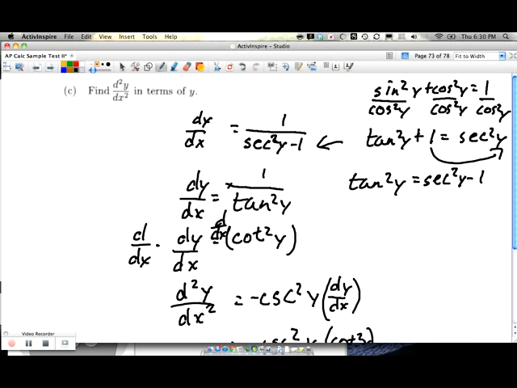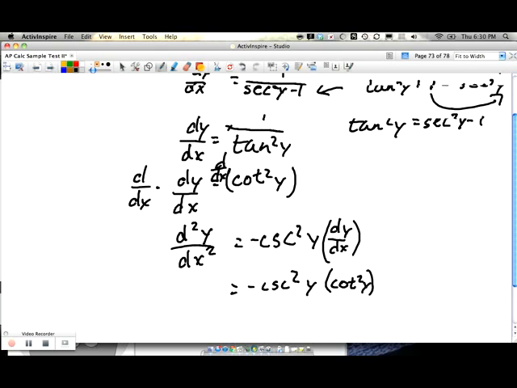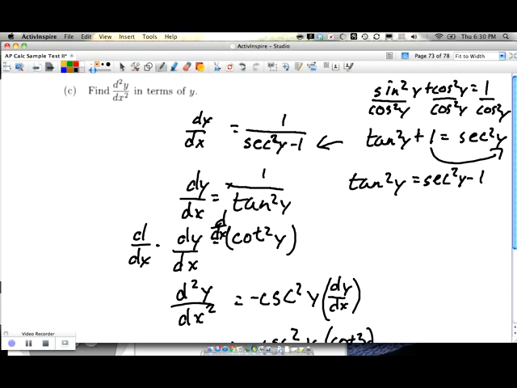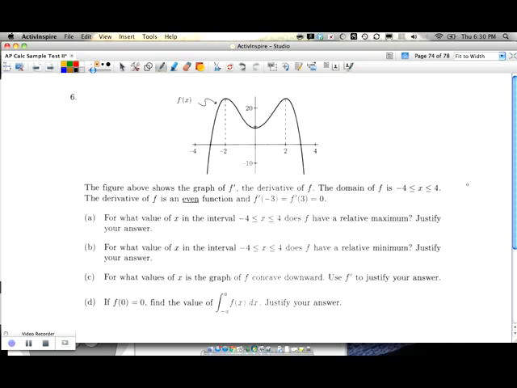Oh, we're moving on to number 6, and we are almost done, so close to the end here. The figure above shows a graph of f prime. That's key in interpreting all this data here. The derivative of f. The domain is negative 4 to 4. Okay. The derivative of f is even. That sounds fun. They actually underlined that. That must be important. That means that f of negative 3 equals f of 3, which equals 0. So right here, this is at negative 3, and right here, this is at 3. For what value of x in the interval does f have a relative maximum? Justify your answer. Well, let's take a look at that.